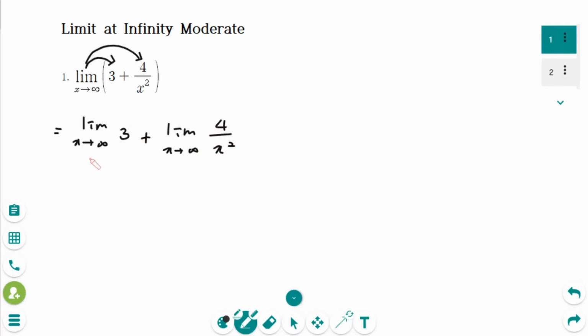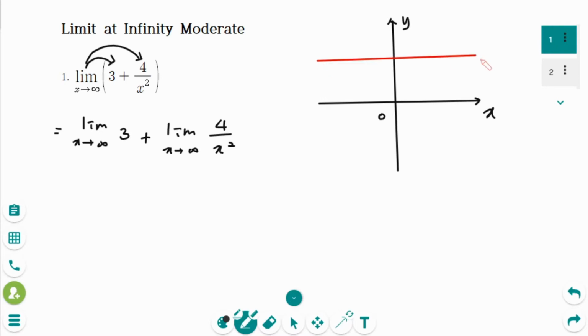What does this mean? We can draw the graph y equals 3. This is the x axis. Can draw like this. This is y equals 3. When x equals 1, then y value is 3. When x equals 10, maybe here, the y value is also 3. When x is increasing and increasing, x approaches infinity, then still y value is 3.